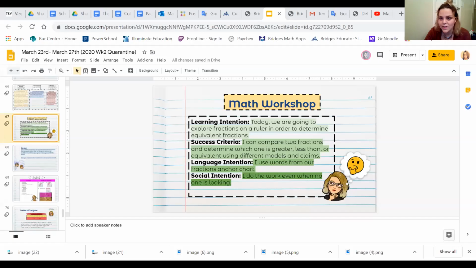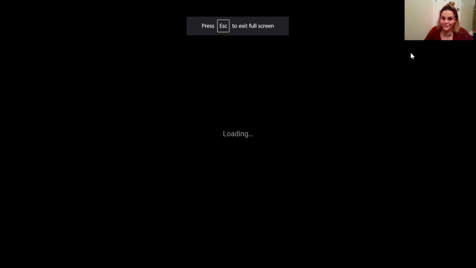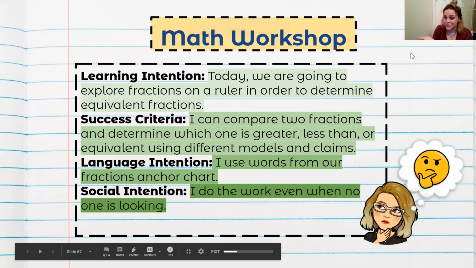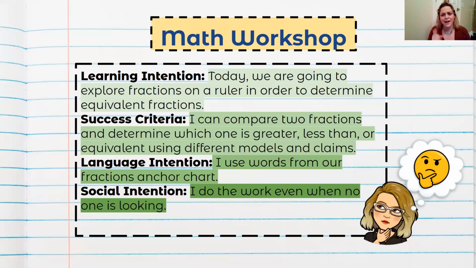Make sure you take out your math notebook and your Bridges notebook because you're going to need it throughout the video. Let me share my screen so you guys can see what the learning intentions are and our vocabulary. All right, and let me just put this in present mode. All right, so remember, you can repeat after me at home. Today we are going to explore fractions on a ruler in order to determine equivalent fractions. I say you say equivalent fractions.